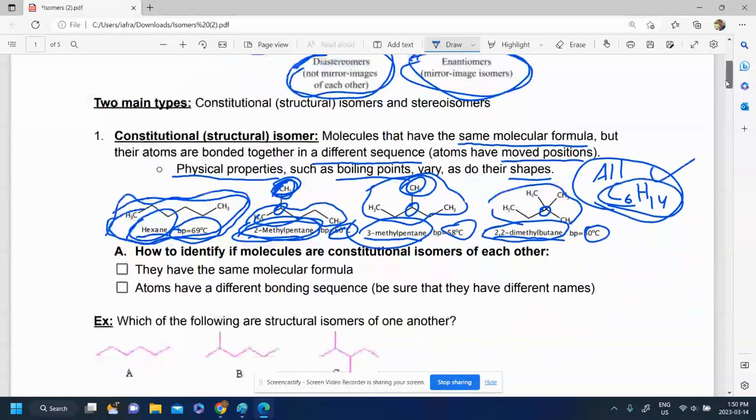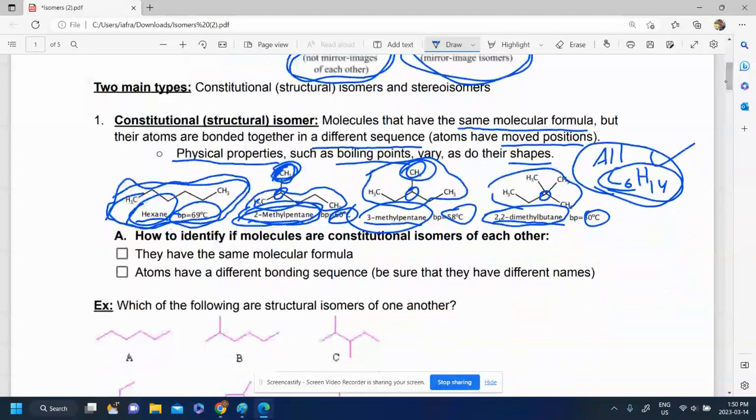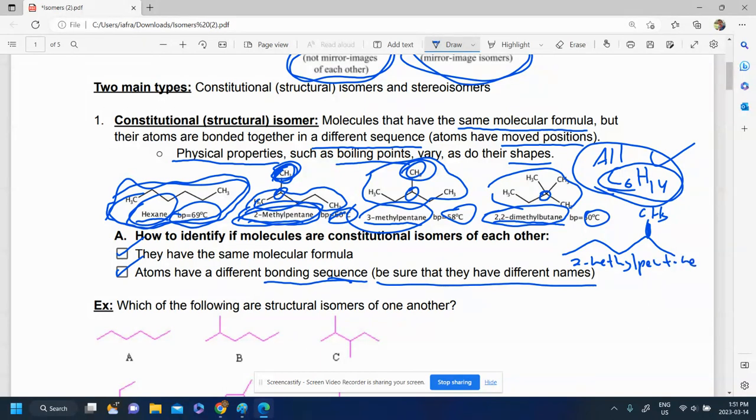So how do I identify if molecules are constitutional isomers? First, check if they have the same molecular formula, and then see if they actually have a different bonding sequence. Be sure that they also have different names, because sometimes, for example, if I draw this, you might think, oh, this one's a different one altogether. It's different from all the ones there. But in reality, this is also just 2-methylpentane, just drawn flipped, but it's the same molecule. You can just grab the molecule and flip it around. It's the same thing. So be sure that the name is different. Otherwise, you've just drawn the same molecule twice.